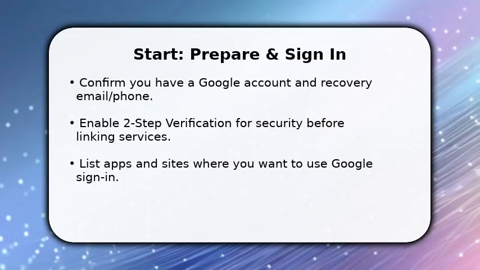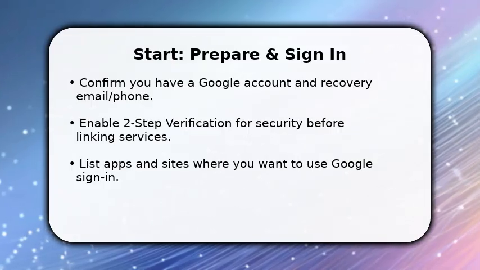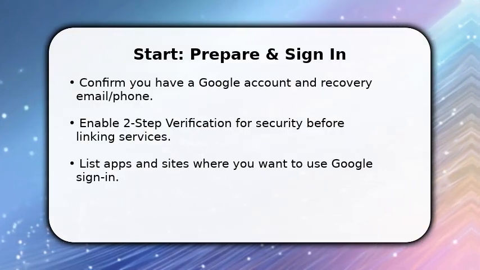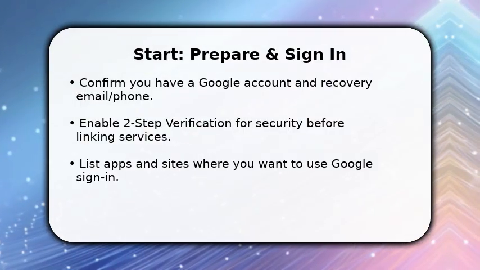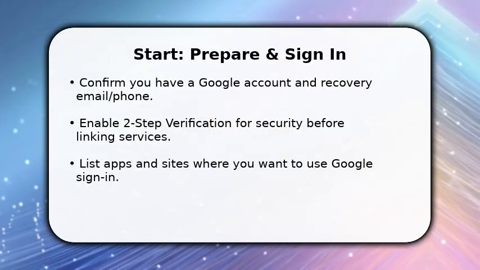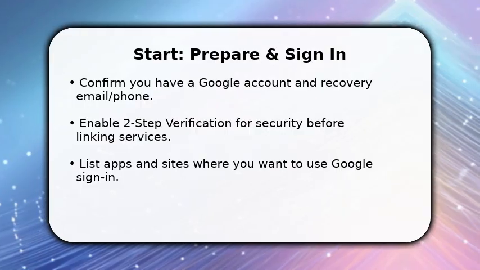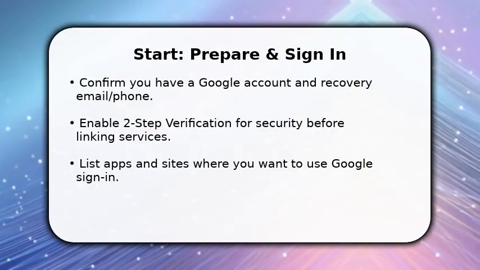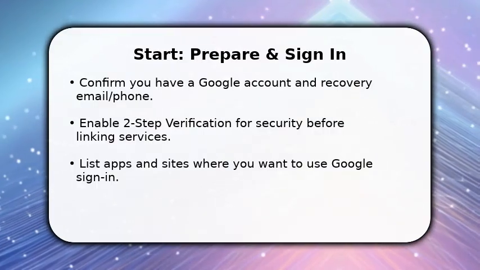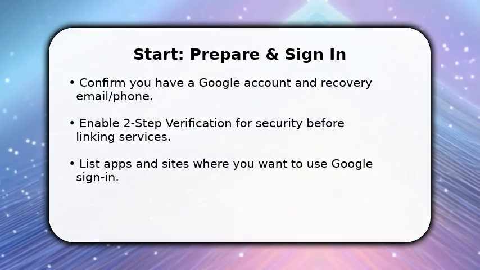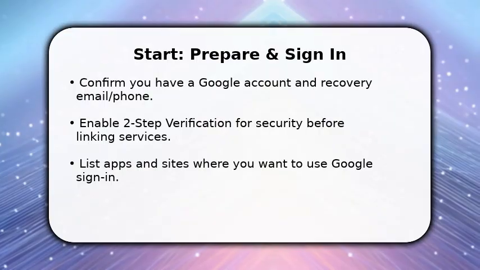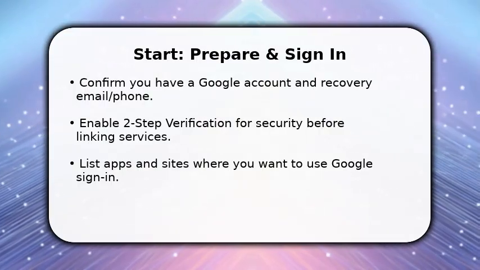Enjoy the video. You'll begin by confirming account access and security. Make sure you can sign into the Google account and that recovery email or phone are current. Once done, enable two-step verification to prevent account takeover. This protects every app you'll link. Next, inventory the apps and websites where you'll switch to Google sign-in so you don't miss anything. These prerequisites keep the process smooth and secure, and they speed up the linking steps that follow.